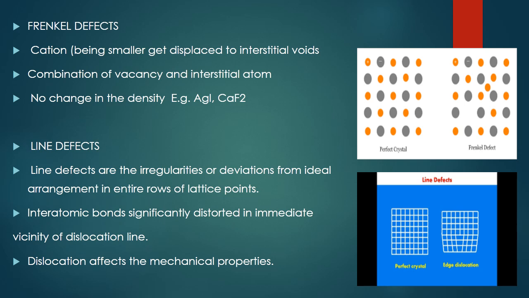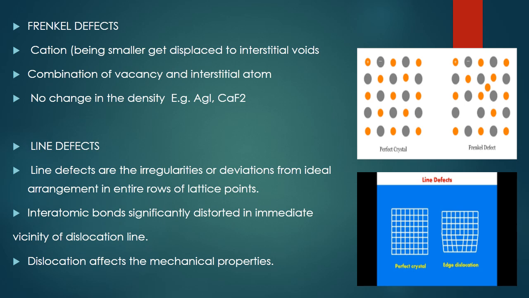Next one is Frenkel defect. As you see in the diagram, an atom is slightly displaced to an interstitial void, a combination of both vacancy and interstitial atoms. So it creates the Frenkel defect, which creates a vacancy, and due to the missing of an atom, the atom is placed somewhere else inside the crystal structure, so it is an interstitial atom. A point to be noted is there is no change in the density.